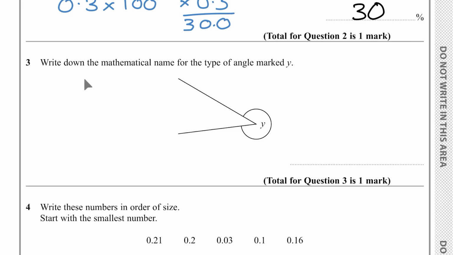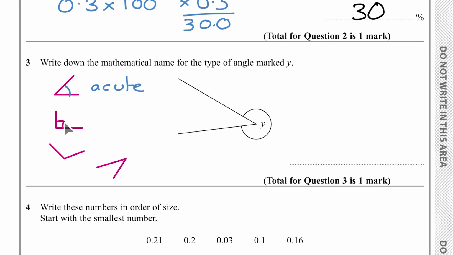Question 3, write down the mathematical name for the type of angle marked Y. I showed this to a student a few days ago and they were stumped, and it's because you tend to learn your angle names much younger and forget about them come exam time. So a quick angle name recap. First one, that here, that's called an acute. That's less than 90 degrees.